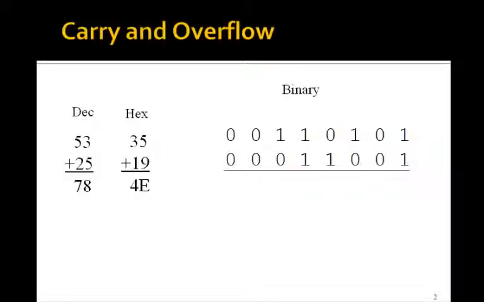Now you remember that 8-bit numbers can be thought of as either unsigned numbers from 0 to 255, or they can be thought of as signed numbers ranging from minus 128 to plus 127. And remember, the leftmost bit here is the sign bit. If it's 0, then it's a positive number. If it's 1, it's a negative number, which is just a 2's complement of the corresponding positive number.